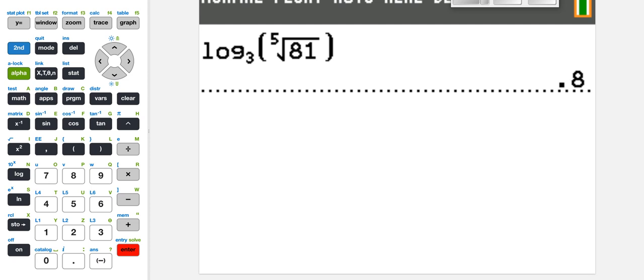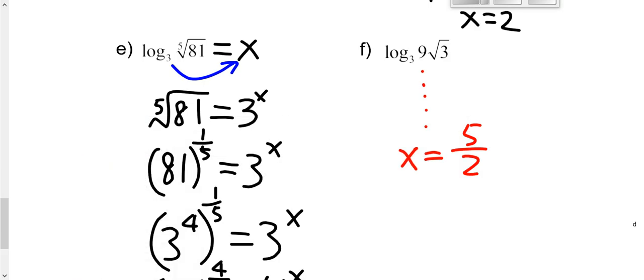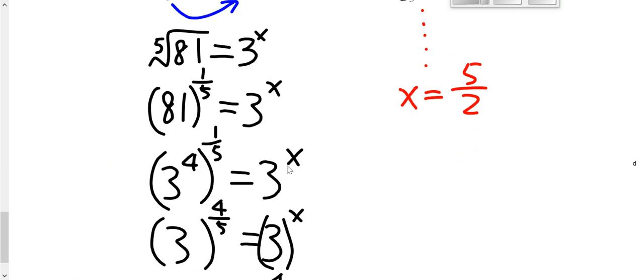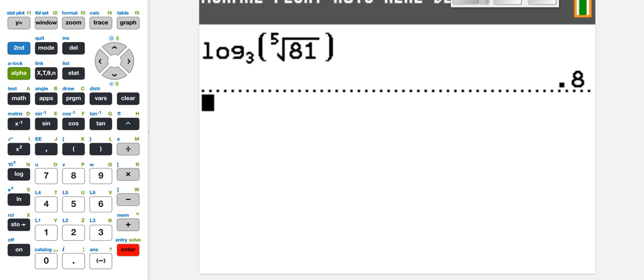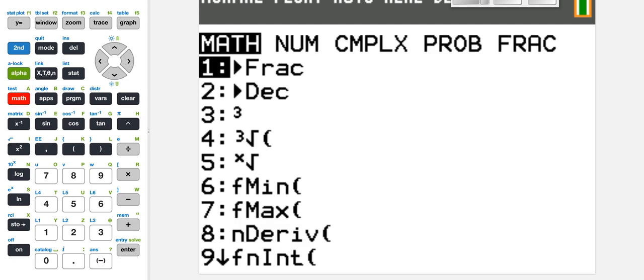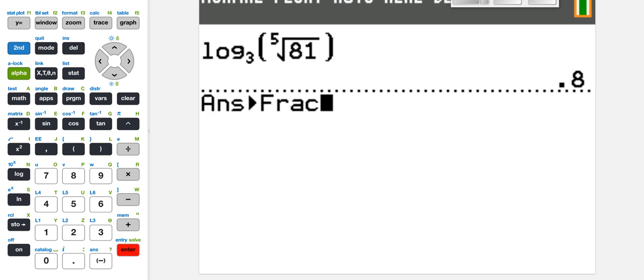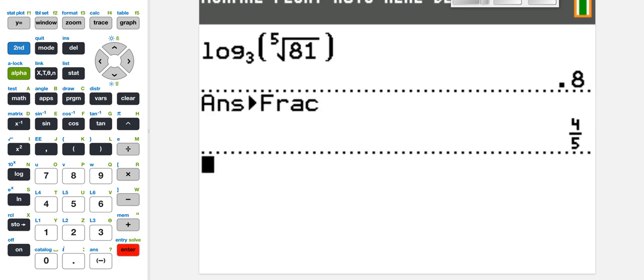Alright, so you may say, I don't see why 0.8 is the same as 4/5. So another technique to pass on to you. Hopefully this is just a review. So you go to math, pick the first one. That would convert whatever decimal you have, of course a nice decimal, into a fraction like this. Enter. That gives you 4/5, which is what we had before.